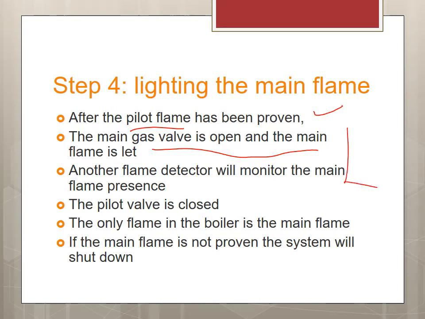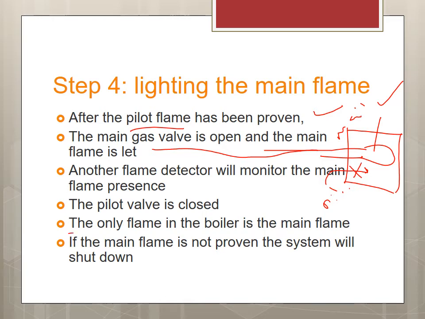If we have this boiler, we have a flame, that's the pilot, then we have the main flame. Once we know that there's an actual pilot flame that's been proven, we can open up the gas valve and start firing the main flame inside the boiler. That's why sometimes we have more than one flame detector. Once the main flame is proven, we shut off the pilot valve because there is no need for it anymore.